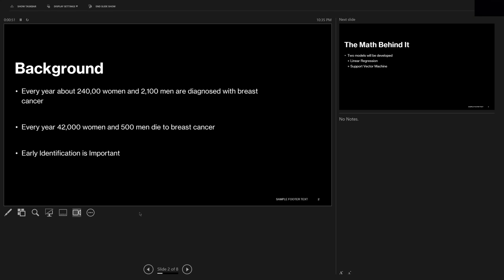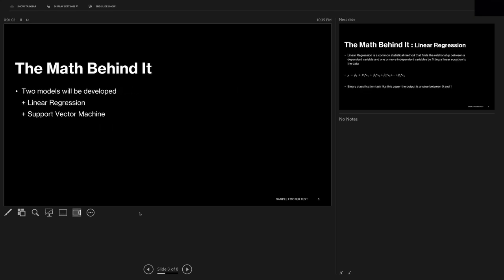And so one way to do that would be to develop a model that can tell the difference between benign and malignant cancer cells in breast cancer. So for this presentation, I created two models, a linear regression model and a support vector machine model. I will use both to compare their abilities at classifying breast cancer cells as either benign or malignant based on measured physical characteristics collected at the University of Wisconsin.